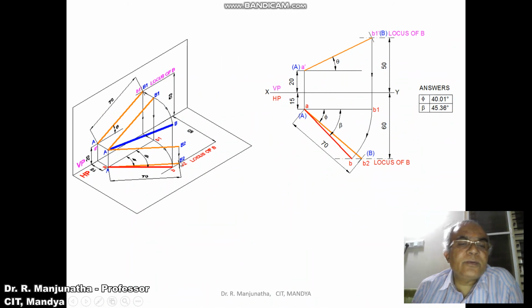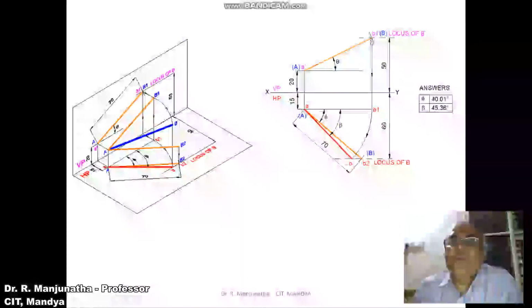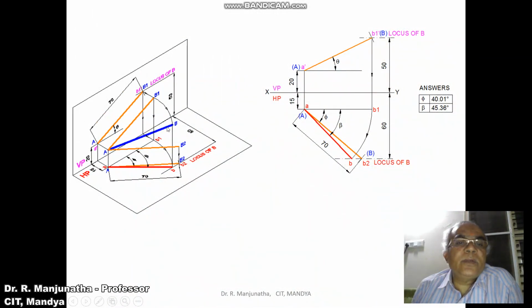So this will be the true length. So that is what we have written here. First we have considered 20 mm here and 50 mm here, and then 15 mm here and 60 mm here. Then by taking the compass, you measure the distance of 70 mm. With A dash as center, cut an arc on this locus, and with A as center, cut an arc on this locus to get this, join AB2 and A dash B1 dash. Now what we are doing is, we are rotating the true length such that it touches the locus of B.